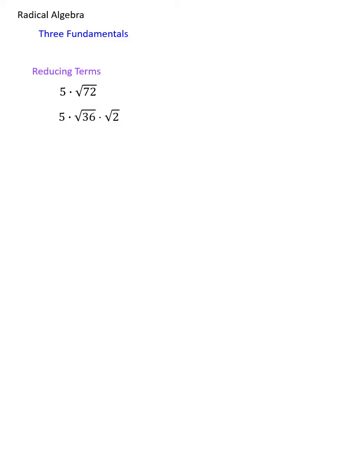Now, once we've gotten it in this format, we can take radical 36, recognize that, oh, that's a whole number. Radical 36 is 6, because of course 6 squared is 36.